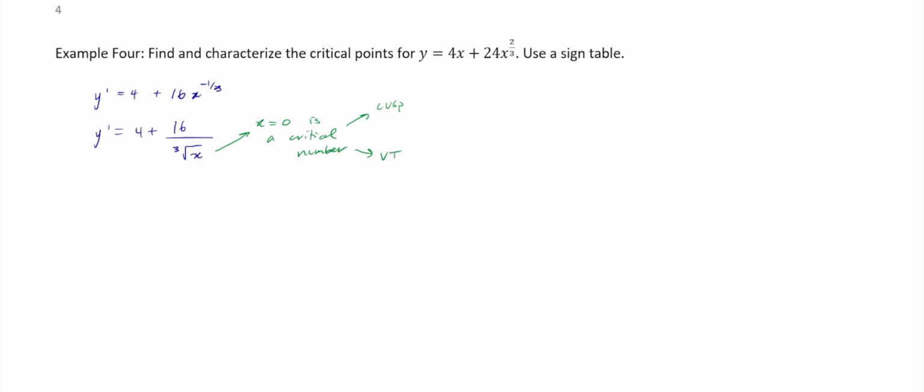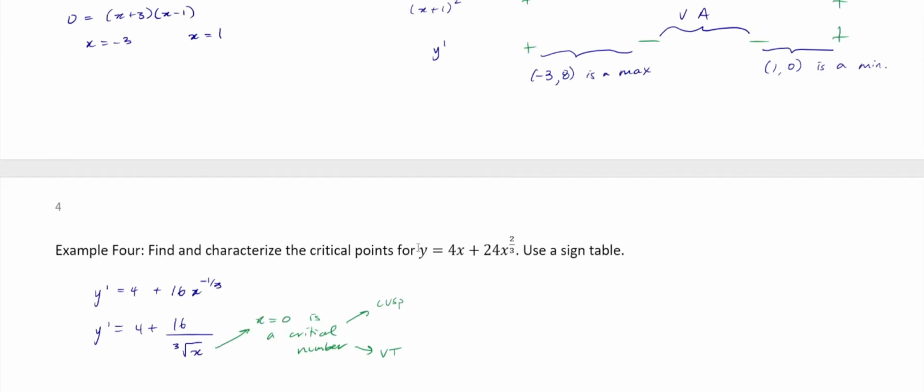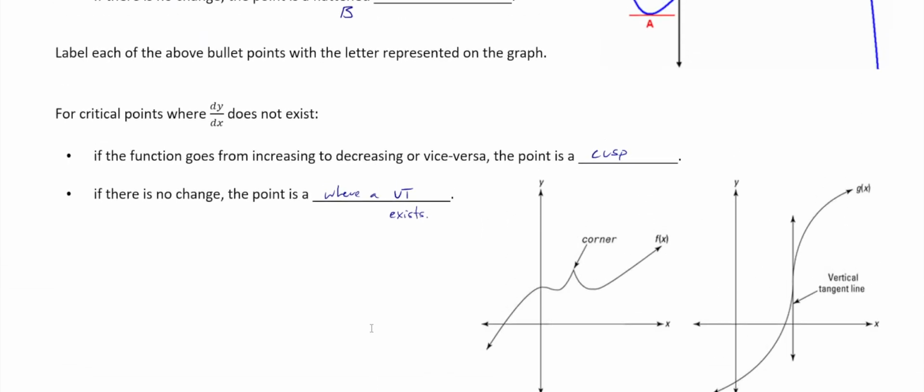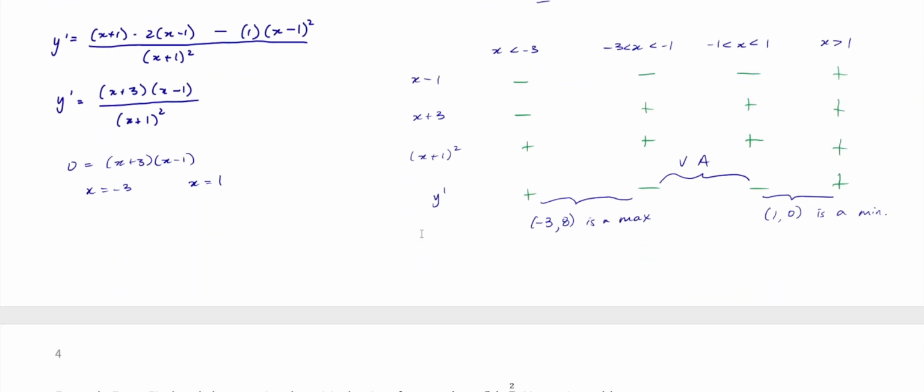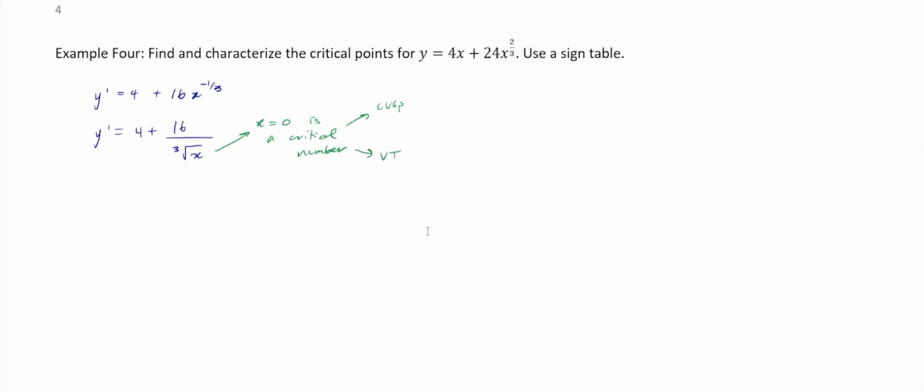If you're wondering where I'm getting this from, we can go back to this portion of the note. We said that for critical points where the first derivative doesn't exist, we could either have a cusp, that's if there's a sign change, or a vertical tangent. So we're going to figure out which one it is. Is it a cusp or is it a vertical tangent? So I'll set this first derivative equal to 0.